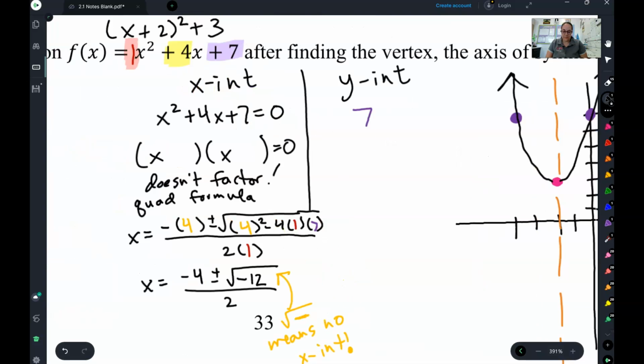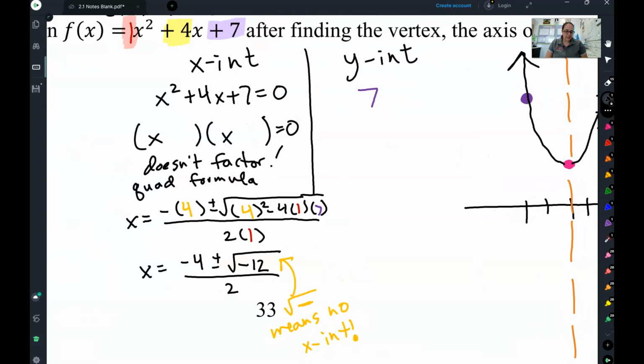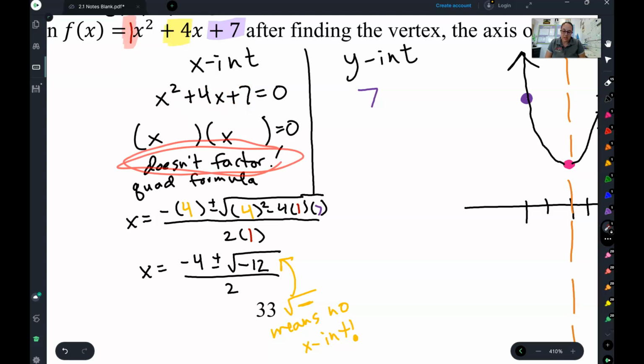Let's see how you did. Let's start right here with our x-intercepts and our y-intercept. Y-intercept's easy, just pull out your last number. X-intercepts, if you try to factor this, you'll notice pretty quickly there is nothing that multiplies to 7 and adds to 4. So this does not factor, meaning we need to use our quadratic formula.